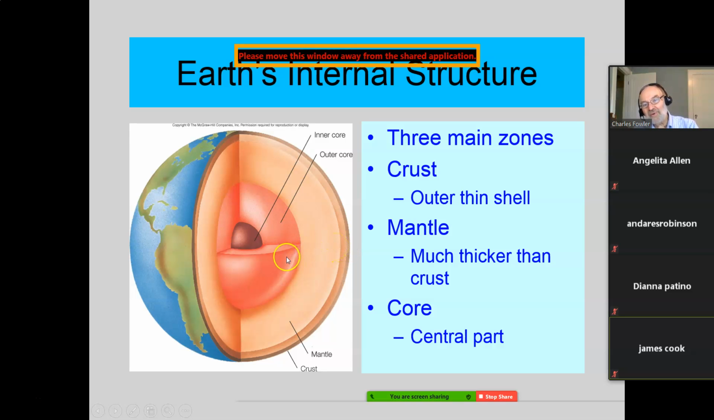Then there's also an outer core here and an inner core there. And there's a difference here. We'll get to that. The core is everything inside the mantle, outer and inner. The mantle is what's between the core and the crust, upper and lower mantle, and then the crust is the crust. There's actually two types of crust. We'll get into that as well. Okay, so let's move on. Any questions on the Earth's internal structure?